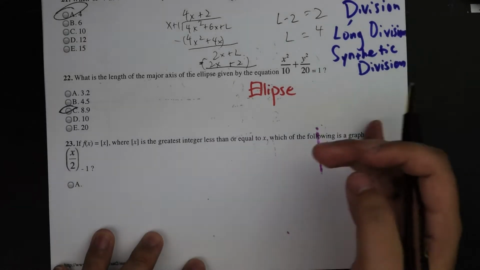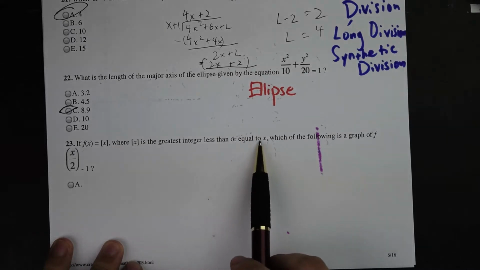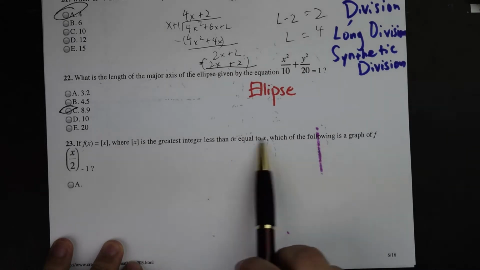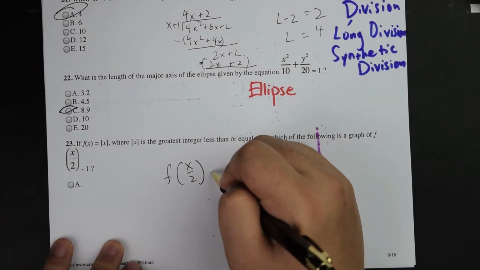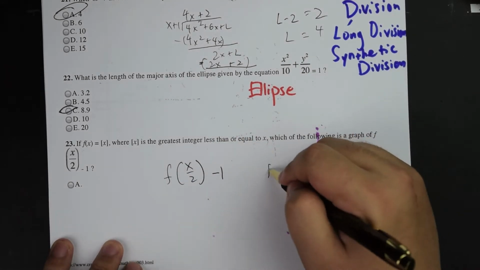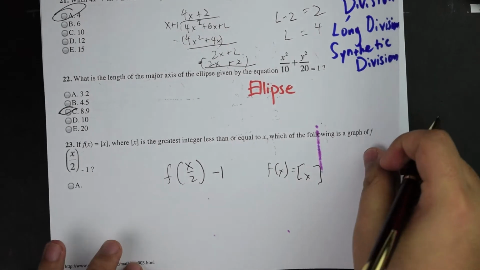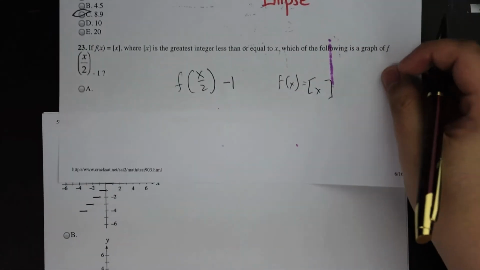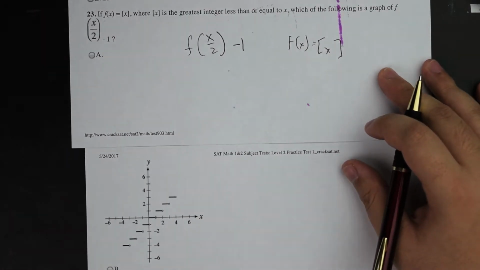To continue on to the next question, sorry for the little smudge, but if f of x equals this, which is the greatest integer, equal to this, which of the following is that? Okay, I'm going to write that again. f of x equals this. That's the only important thing. Looking at the possible choices, this won't perfectly fit on screen, so I'm just going to be looking at the answer choices below too.